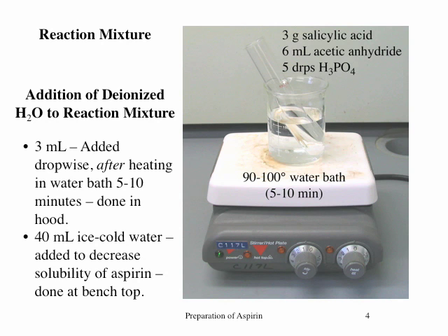After this period of heating, 3 ml of water is slowly added, drop by drop, to the reaction mixture. This neutralizes any excess reactant in this test tube. Then, 40 ml of ice-cold water is added to the reaction mixture, which decreases the solubility of the aspirin, and it should precipitate out at this time.